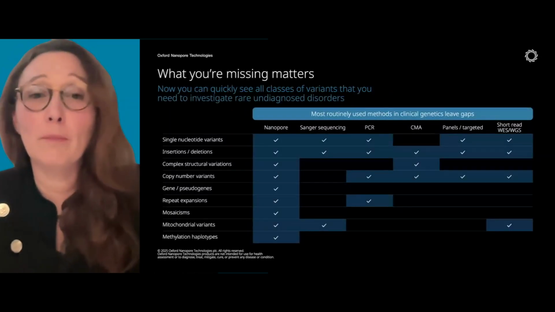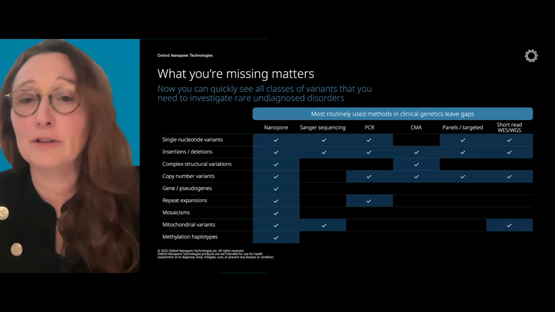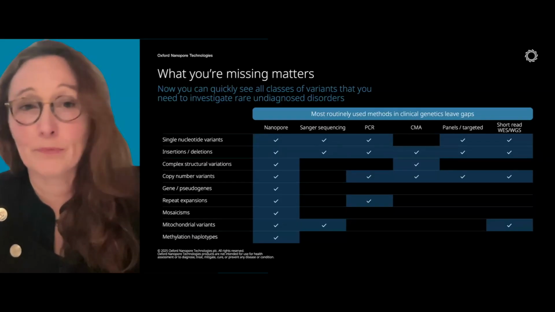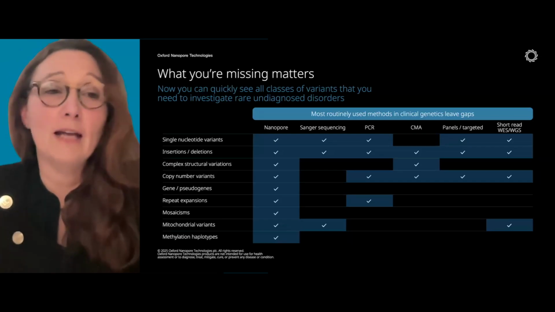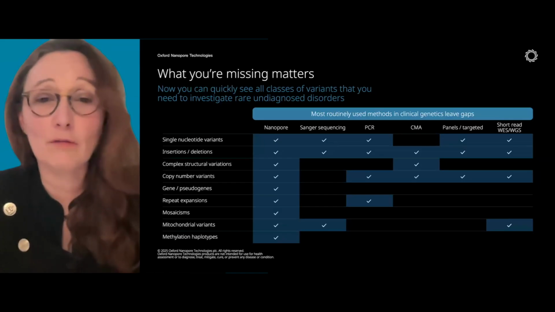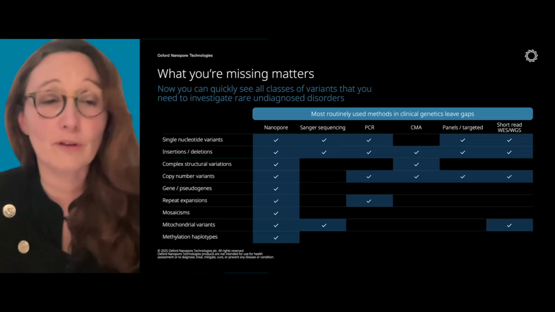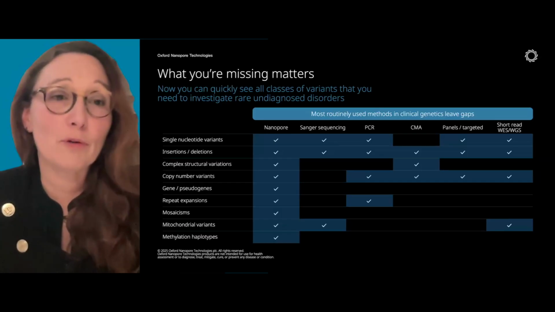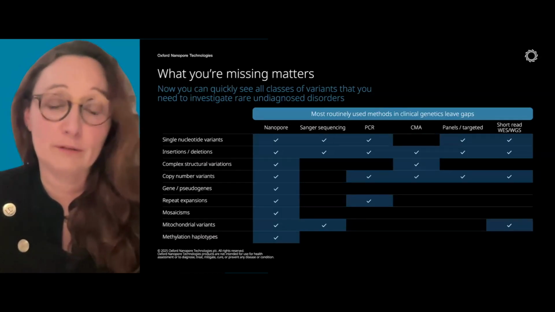So when we look at the most routinely used methods in clinical genetics, we can see the gap, whether it's Sanger sequencing, PCR, microarray, or next generation sequencing with panel, short-read exome, or short-read genome. If you look at the list of variant type on the left, you can see that some methods do not cover those at all. I'm thinking in particular gene and pseudogenes, mosaicism, and of course, again, methylation. With Oxford Nanopore sequencing, you have one assay that enables you to capture the information on all of those variants.